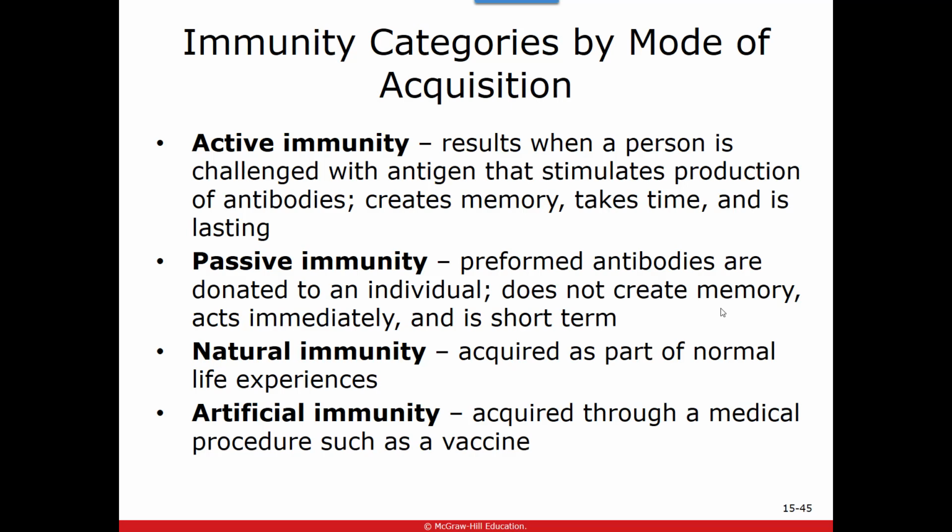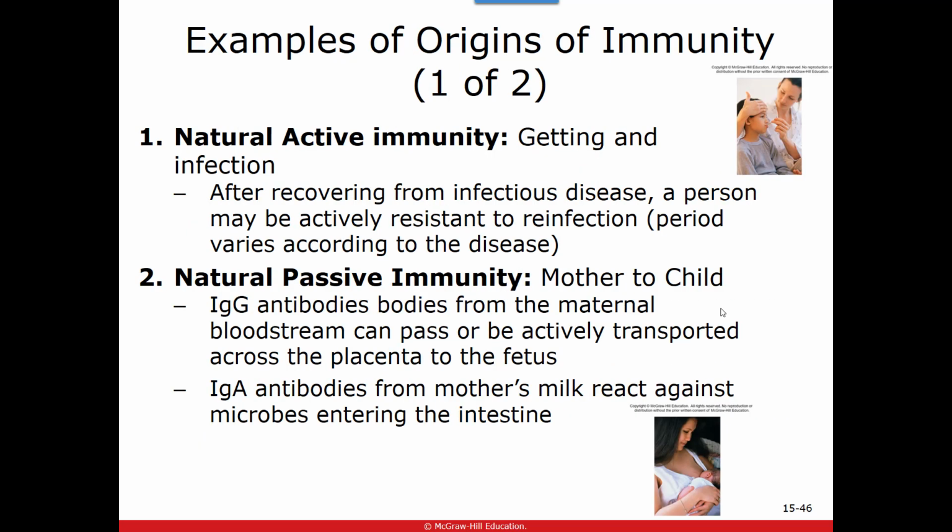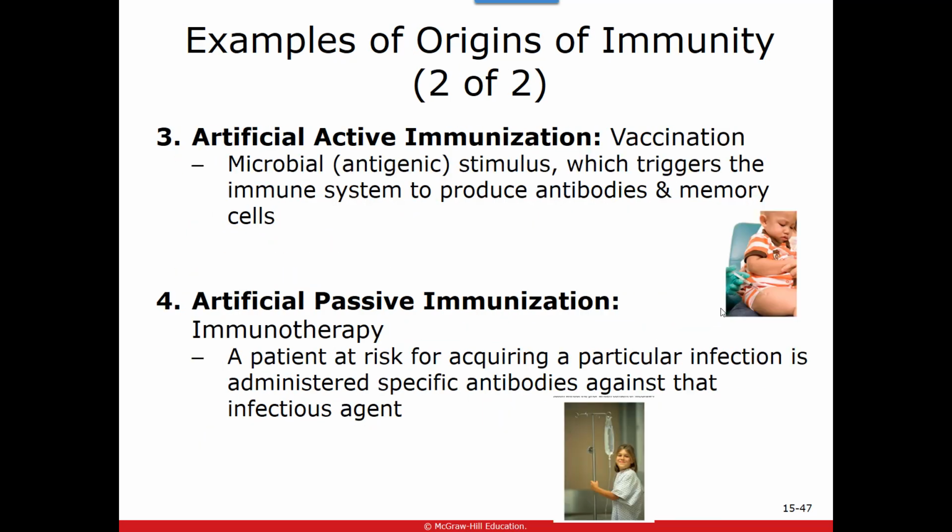Artificial active, this is all via vaccine. We're going to expose the body to some type of antigen via vaccine, and your body is going to recognize it and mount its own immune response. Artificial passive is that you're given antibodies. So if you were bitten by a venomous snake or you developed tetanus, you were given antibodies that were made somewhere else.